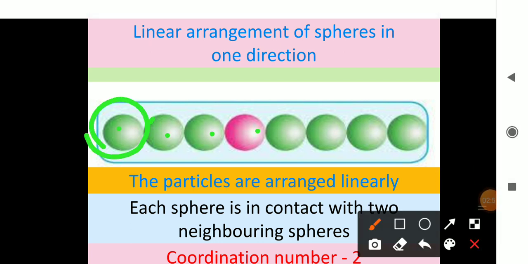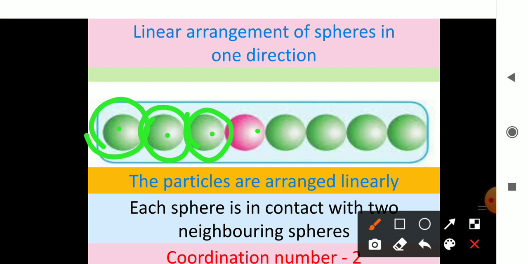Each sphere is an atom. The atoms are arranged only in one dimension, only in a linear fashion. And so this arrangement is called linear arrangement of spheres. Here the term spheres can be used instead of atoms, molecules or ions, or simply the constituent particles. So what is linear arrangement of spheres in one direction? In a specific direction, there is only one possibility to arrange the spheres in one direction, and it is called linear arrangement of spheres in one direction.